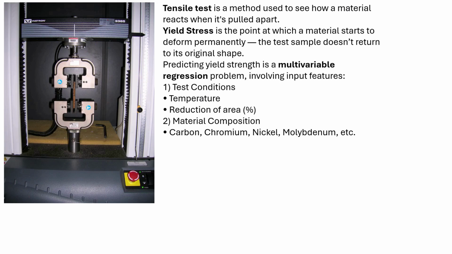To do this, we will use several input features such as test temperature, reduction of area, and various elements in the material's chemical composition. This example gives us a practical way to explore how multivariable regression works in the context of real experimental data.